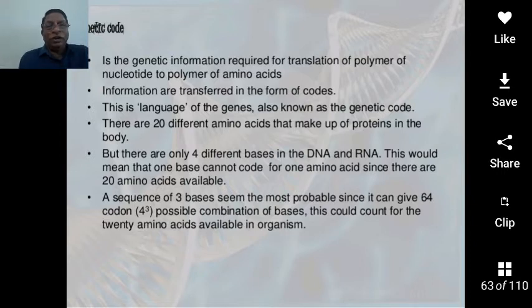But how many bases are there in a DNA molecule or in a RNA molecule? Only 4 bases are present. So these 4 bases actually form the genetic code. We can say the language of genetic code consists of 4 letters. Then how do these 4 letters form a lot of information?